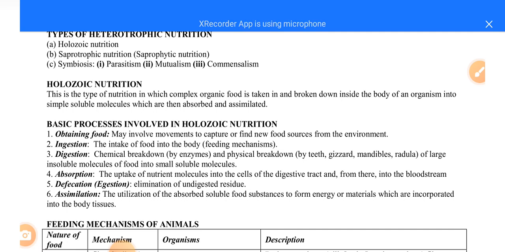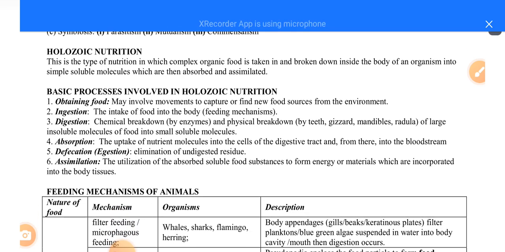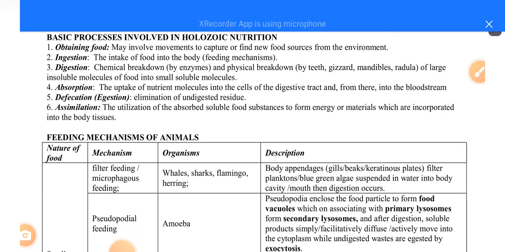We can go ahead and look at another basic process, which is absorption, the uptake of nutrient molecules into the cells of the digestive tract, and from there into the blood stream. Then we can look at defecation or egestion. This is the elimination of unwanted residue. We can go ahead and look at assimilation, the utilization of the absorbed soluble food substances to form energy or materials which are incorporated into the body tissue.